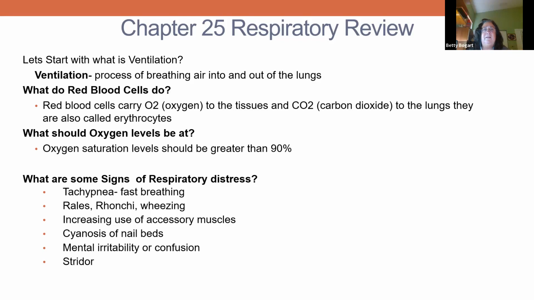And what is it? It's basically the process of breathing in and out. That's how we ventilate the air in and out. Bring the oxygen in and blow carbon dioxide out. Simple. Red blood cells are also known as erythrocytes. Okay, that's an important name.